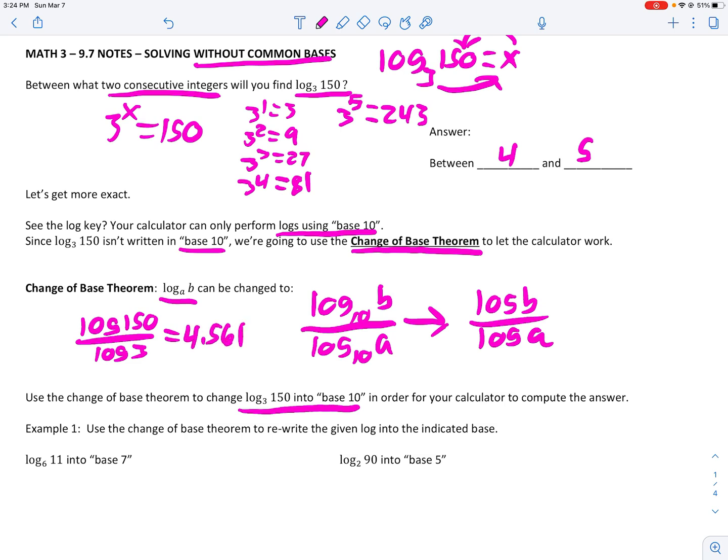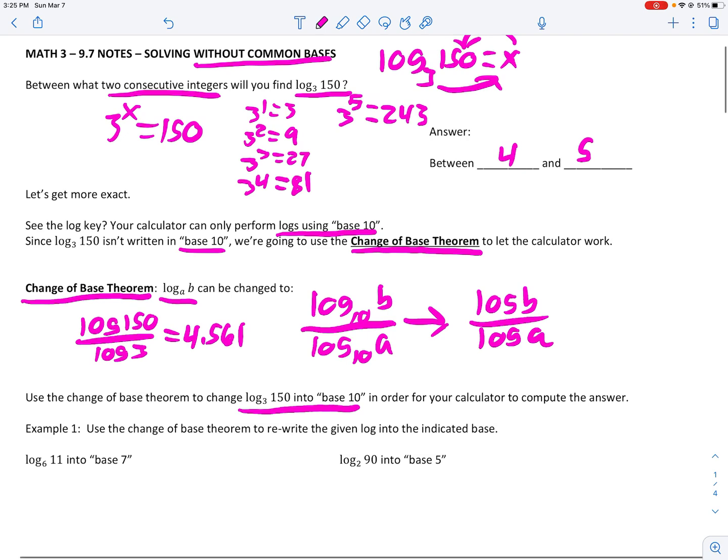So that is the exponent. 3 to the 4.561 would give you 150. If you typed in your calculator 3 to the 4.561, it would equal 150. So the change of base theorem is extremely nice because it allows you to change any log into base 10 and use your calculator. It actually allows you to change any log into any base you want. It just depends what you're trying to do.